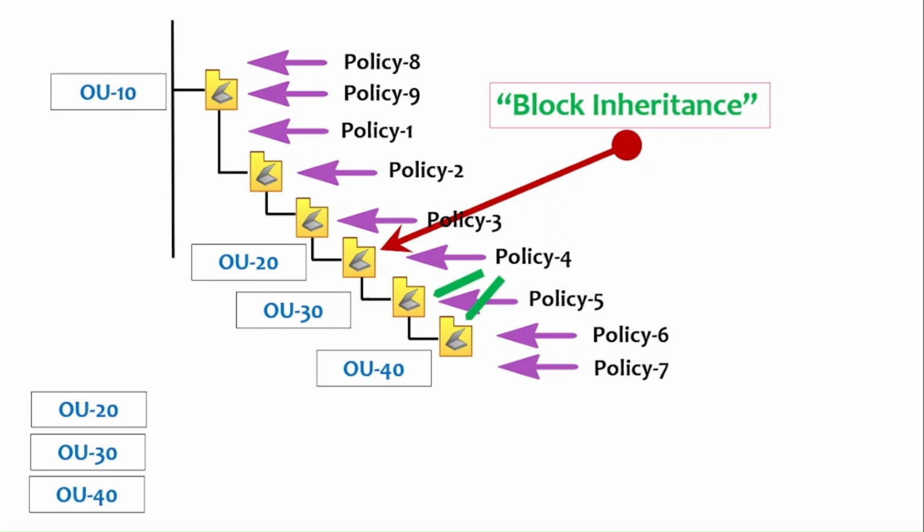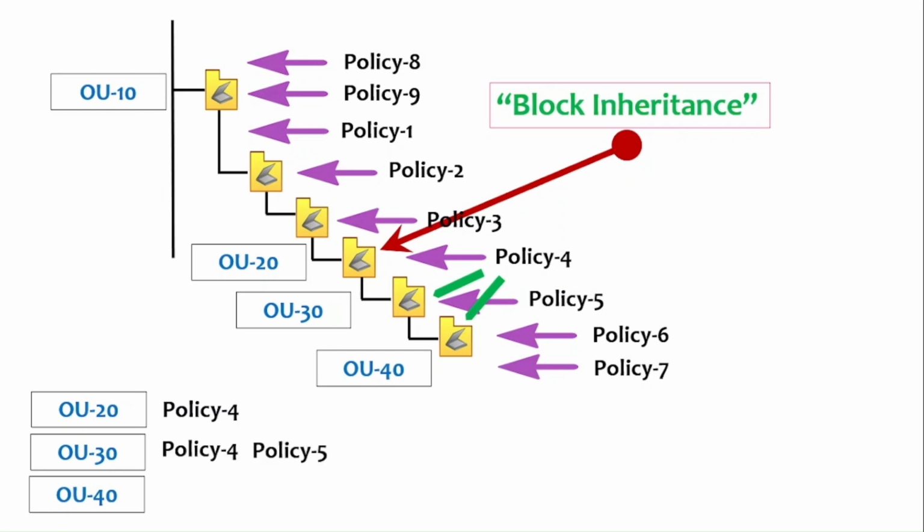Now let us see how many policies are finally applied on each OU. So on OU 20, we just have policy 4 because that's the only policy which is linked to OU 20. No other policy will be coming from top, that is 8, 9, 1, 2 or 3, because we have blocked the inheritance at OU 20.